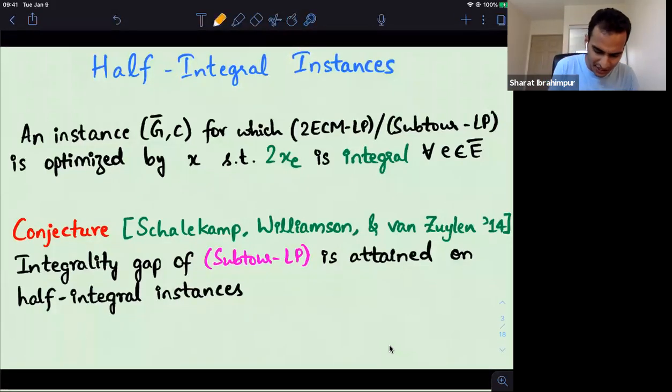And again, note here that I wrote subtour LP in pink and not 2ECM LP, because I mean to say that this conjecture is for TSP, right? Even though the fractional relaxations are the same, the integral versions of 2ECM and TSP are different problems. So the integrality gaps for each of these problems could potentially be different.